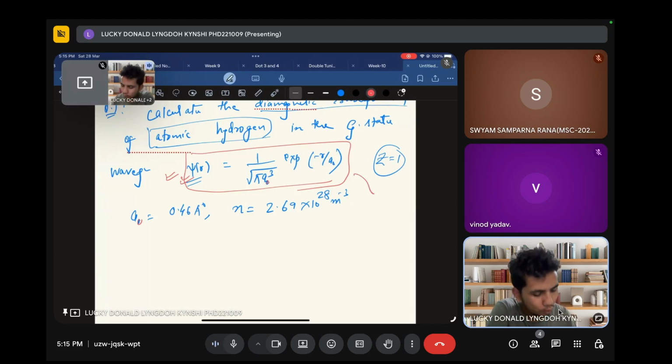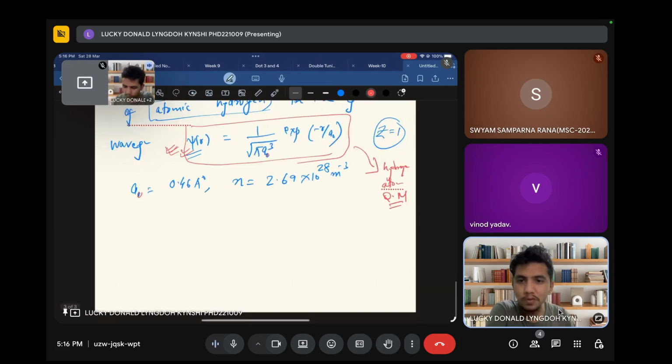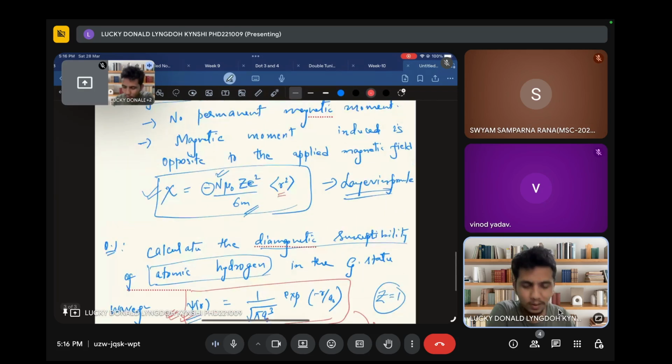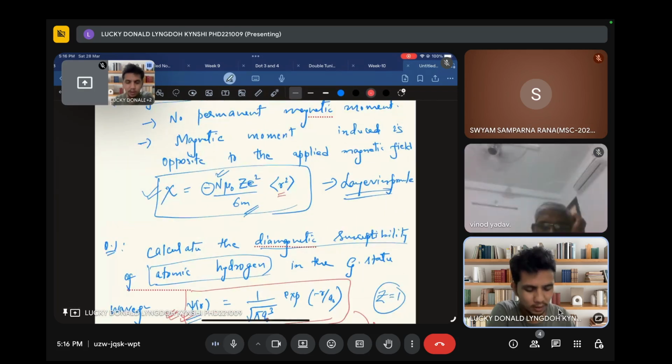If you want to know where this formula comes from, you can go back to the hydrogen atom in quantum mechanics. But at this moment you just need to know that this equation is already given to you and represents the ground state of a hydrogen atom. So out of the formula minus n mu naught Z e square by 6m, the one quantity that you don't know is r square.